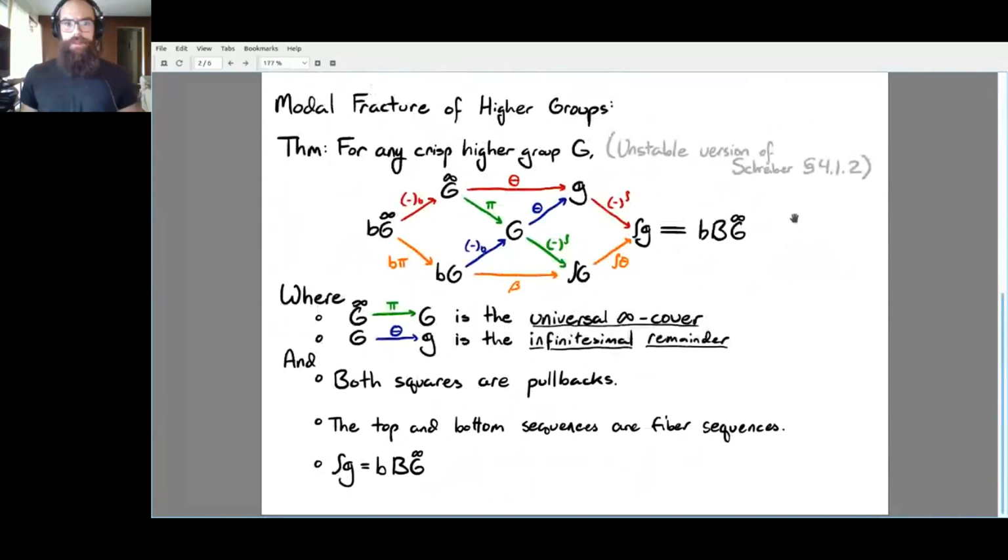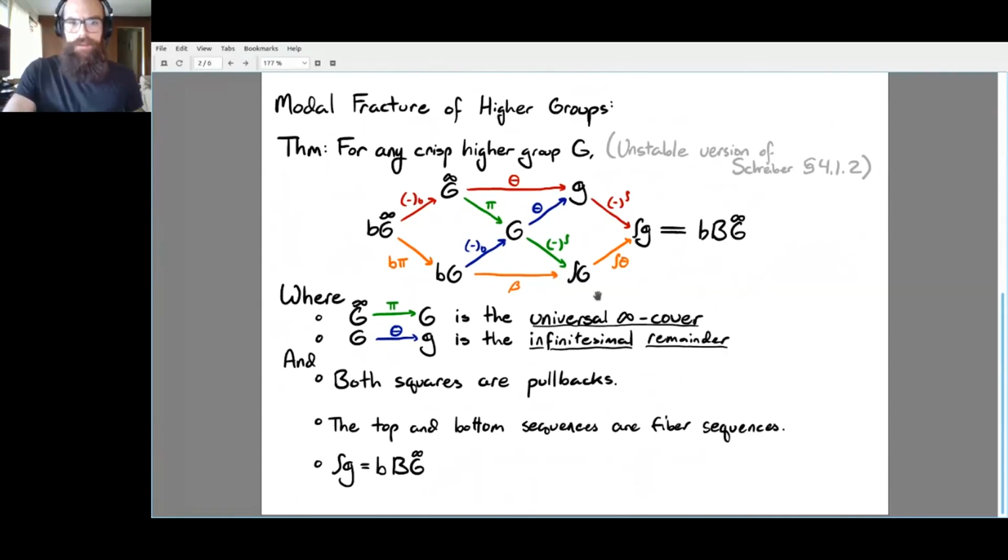So this is the main theorem we'll see today: the modal fracture hexagon for higher groups. This is an unstable version of a theorem of Schreiber, which does this for spectra. And it's also internal, so we do it in homotopy type theory. So the theorem is that for any crisp higher group, we're going to construct this hexagon. The hexagon is called the modal fracture hexagon of the higher group. And it involves these two fundamental players. So down here, the shape of G, that's the SG in the bottom corner here.